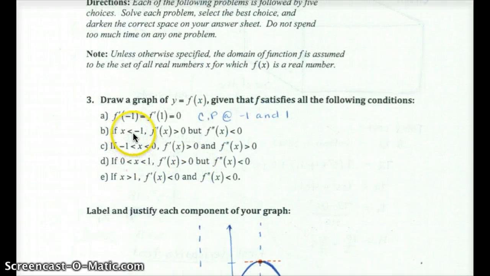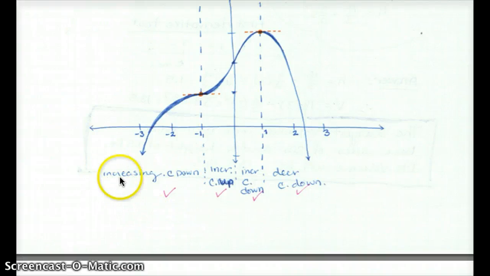Next, it told me that when x was less than -1, so that means the left-hand edge of the graph, f prime is positive, in other words, the function's increasing, but f double prime is negative, which means it's concave down. So I wrote increasing and concave down. This whole section of the graph is increasing and concave down.